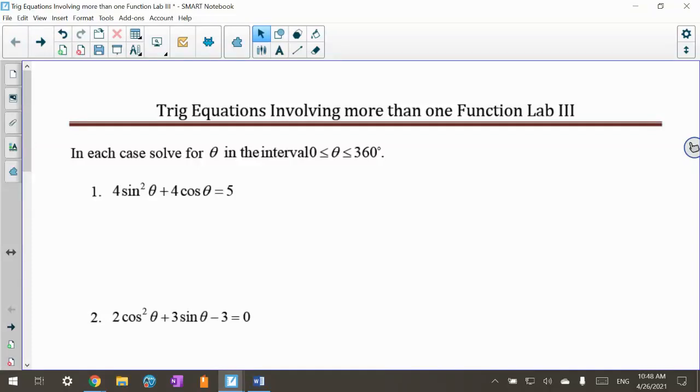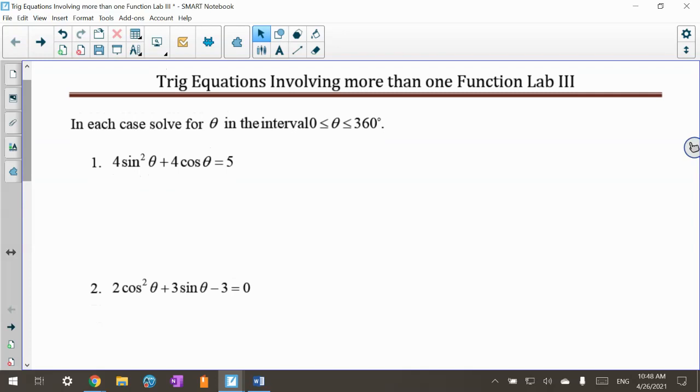Okay, this lab is for my pre-calculus class, and this is trig equations involving more than one function. In the front of your packet, you have a yellow sheet that has all your trig identities on it, so you want to get that out while we do this. I will be referring to it as we go through this. In this part of the lab, I'm looking for all the numbers between 0 and 360 degrees.